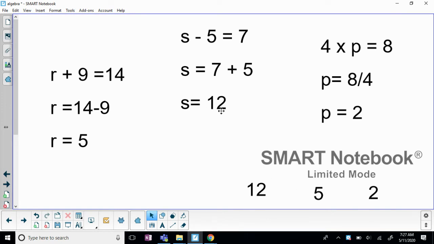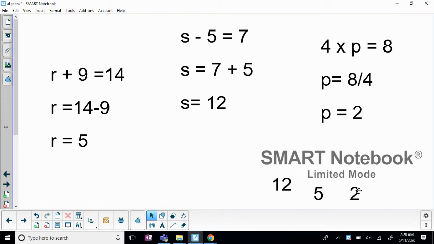Here it says S equals 12. Well, let's test that. Sure enough, 12 minus 5 does equal 7. And you guys get the idea. So the last one here, it says P equals 2. Let's test that. Yeah, 4 times 2 is 8. So the equation works out.